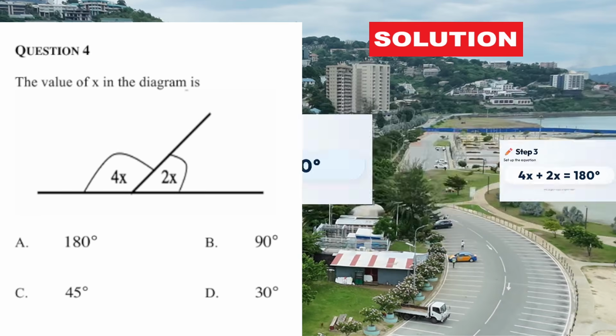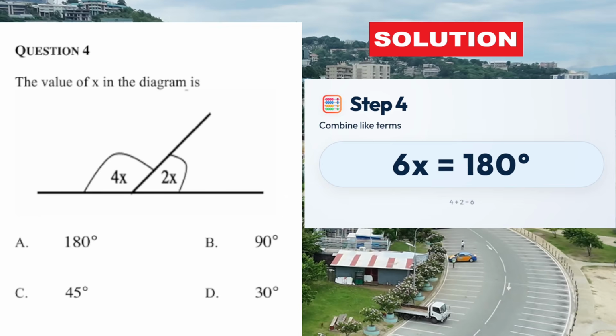Step 4. On the left side, we have 4x plus 2x. These are like terms, they both have x. So we just add the numbers. 4 plus 2 is 6. That gives us 6x equals 180 degrees.